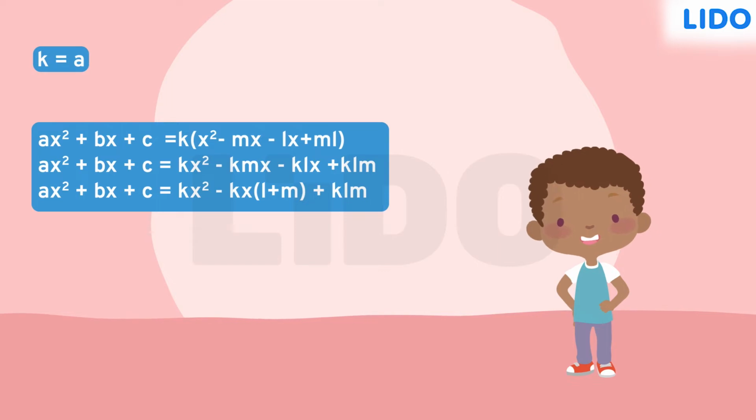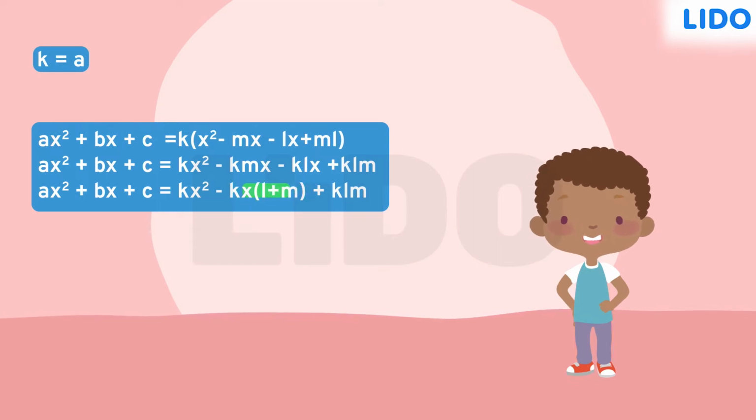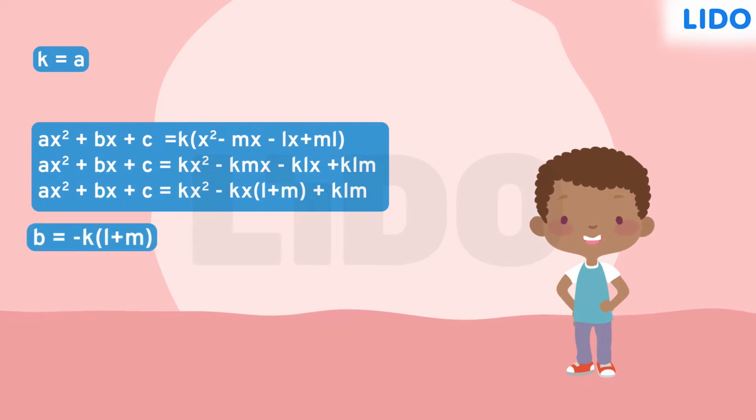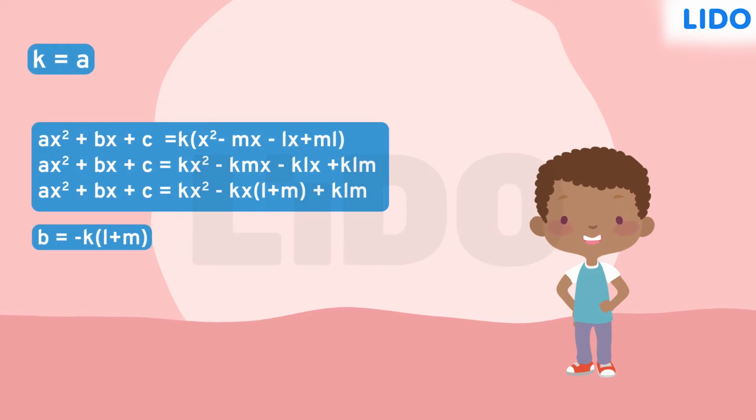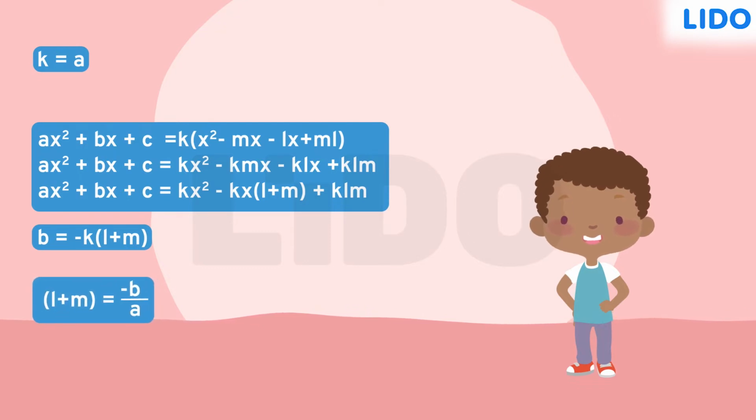Similarly, the right-hand side coefficient of x is minus k times (l plus m), and the left-hand side coefficient of x is b. Thus, b is equal to minus k times (l plus m). But k is equal to a. Therefore, l plus m is equal to minus b over a.